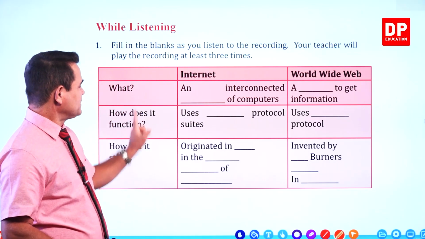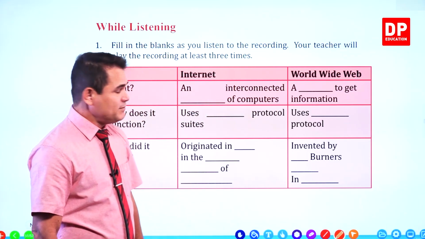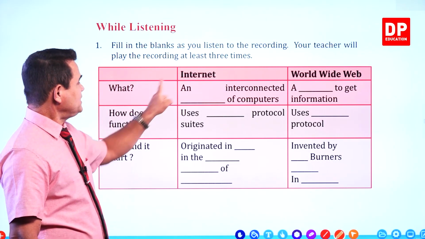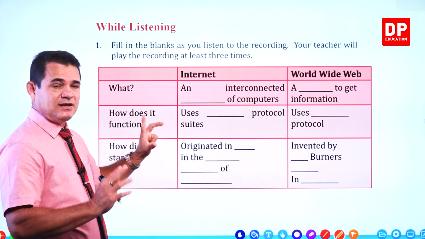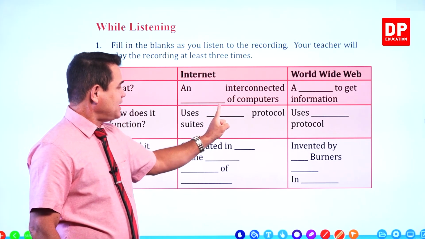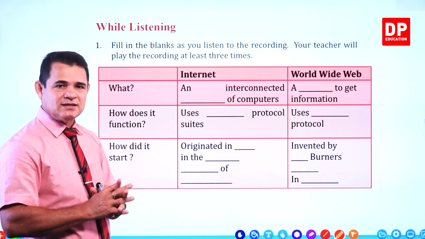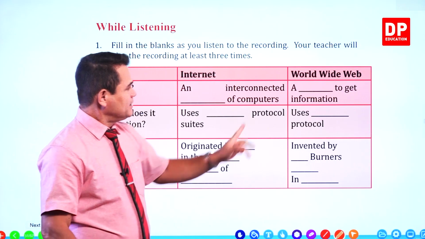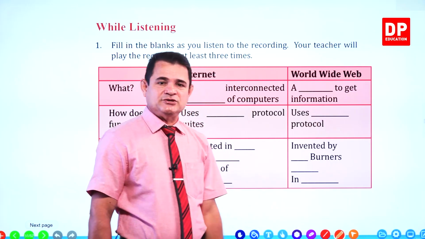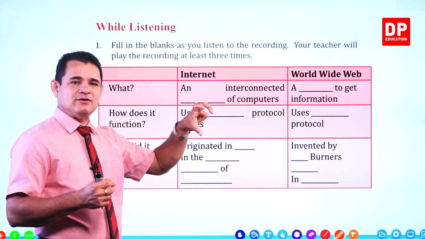Look at the table here. There are 3 columns. Second column is internet, world wide web, right? So then what is internet? Get the meaning. Internet is an interconnected blank of computers. World Wide Web means a blank to get information. You can find from the text.